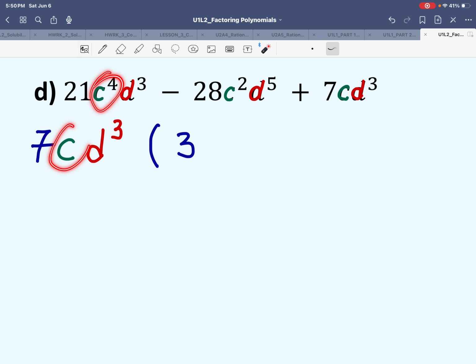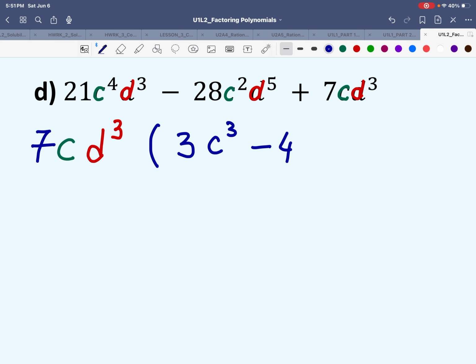C to the power 4 divided by c, that's c to the power 3. And d to the power 3 is out, there is no d left in. So you can say d to the power 0, but that makes no sense to write. So negative 28, 7 is out, negative 4 is in. Now c squared, that's what we had, c is out, so c to the power 1 is in. And d to the power 5, d to the power 3 is out, d squared is inside.